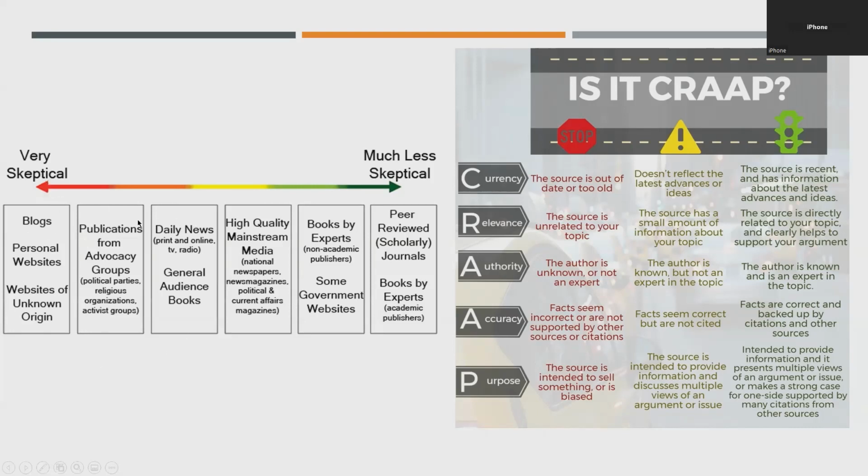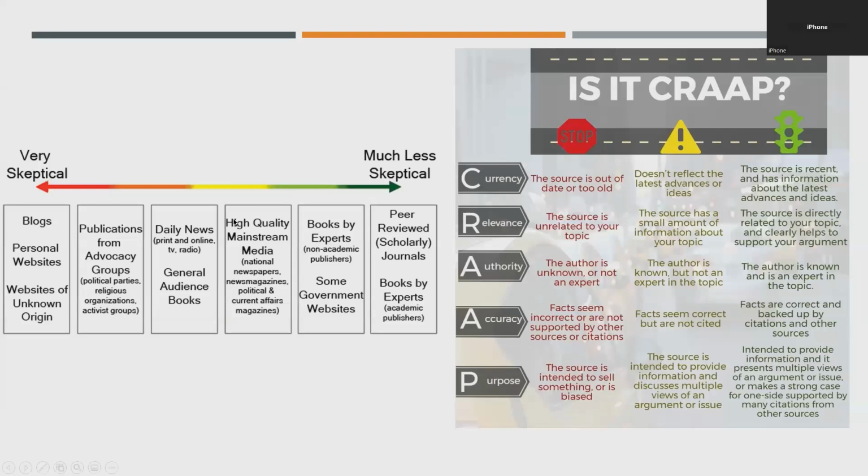Moving up, if the publication is from an advocacy group, like a religious organization, or oftentimes activist groups or political parties, that doesn't mean that the information is wrong. It doesn't mean that source is lying to you, although sometimes they are. We just want to be skeptical of sources coming from people with a very specific agenda. If I pull up a political party's website, their goal is to get you to vote for them. They want you to believe certain things and vote in a certain way. So we maybe shouldn't trust that information.